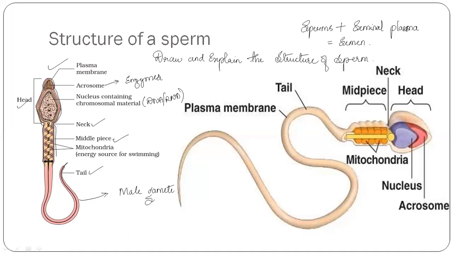Sperms are released from the seminiferous tubule and transported by the accessory ducts, such as vasa deferens, epididymis, vasa efferentia, rete testis, urethra. So these are the different parts of the accessory ducts. And the secretions of these accessory ducts and glands are also useful for the maturation of the sperm. Maturation means growth of the sperm. Sperms plus seminal plasma together make semen.